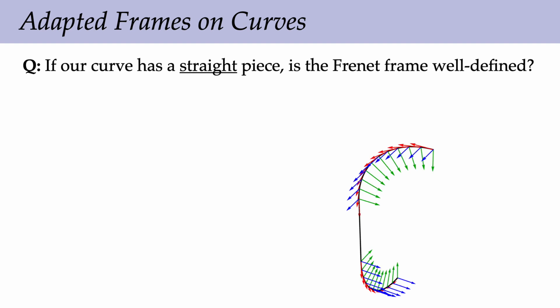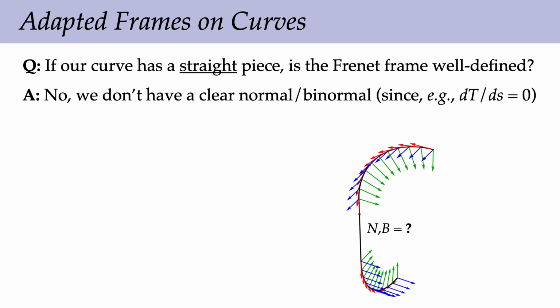One last little question about the Frenet frame. So if our curve has a straight piece in it, is this Frenet frame well defined? What does it look like in this middle section of the curve? Well, the answer is no. The Frenet frame is not well defined in this straight piece because we don't have a well-defined normal or binormal. Right? The derivative of the tangent with respect to s is equal to 0. So we can no longer say that the normal is the change in the tangent, or we could, but then the normal would just be 0 and the binormal would just be 0.